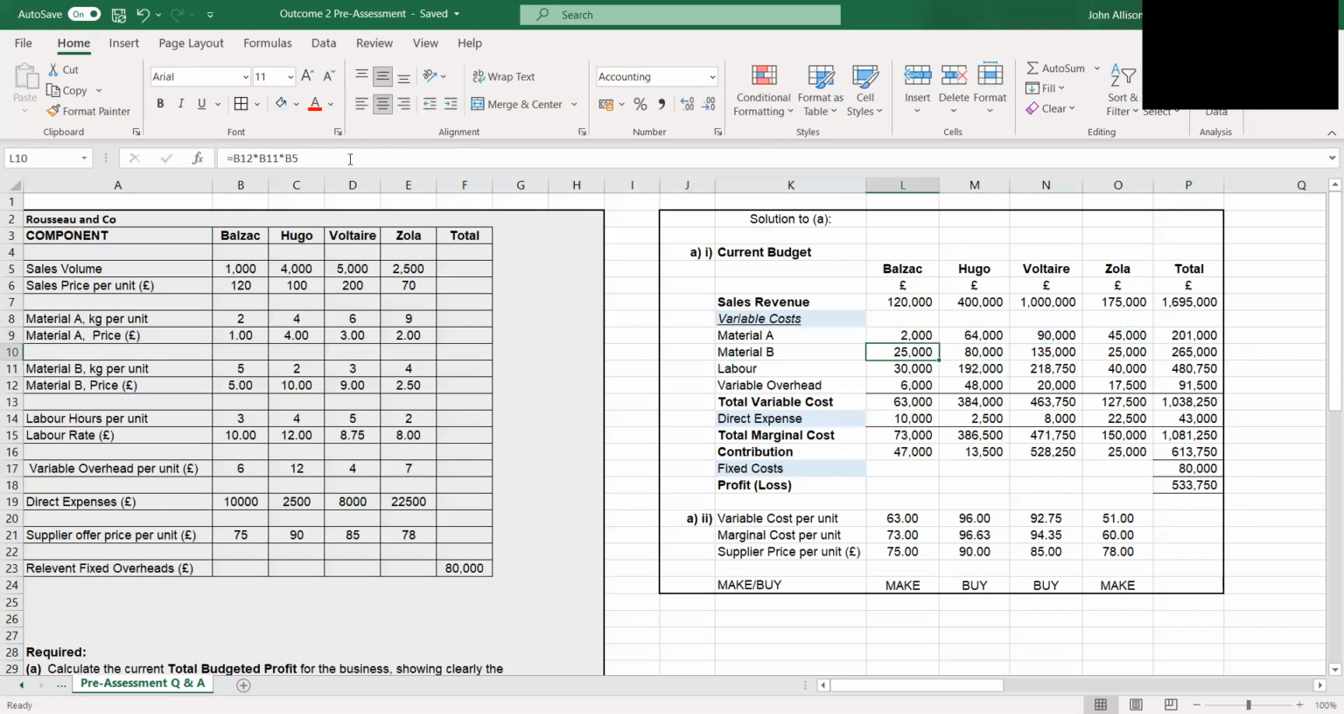Exact same idea for B, except this time we're multiplying it by the kilograms per unit in B and the price per kilogram of B by the volume.